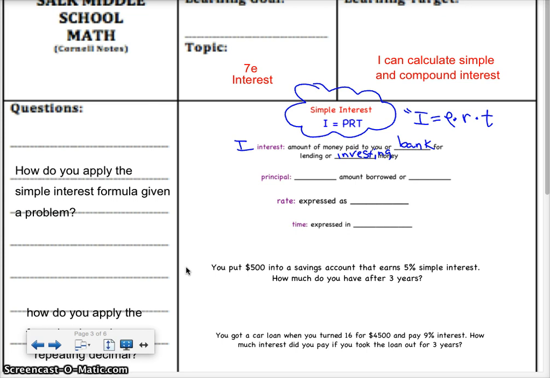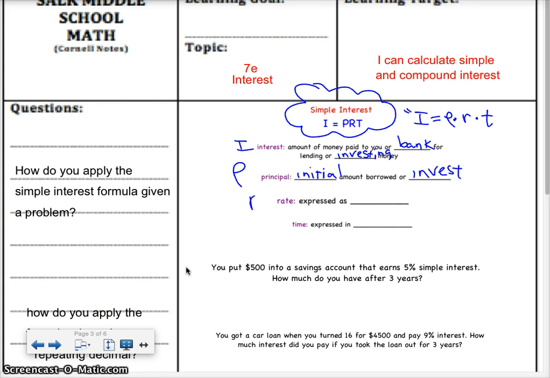Your money's just hanging out in the bank, and it earns money just by sitting there. Okay. Principal. That's my P. Principal. Weird word. But it just means the initial amount that you borrow or invest. You're either borrowing money from a bank or putting money into a bank, which means invest.